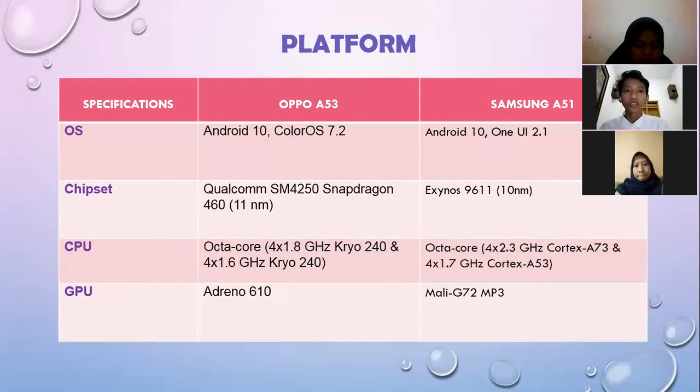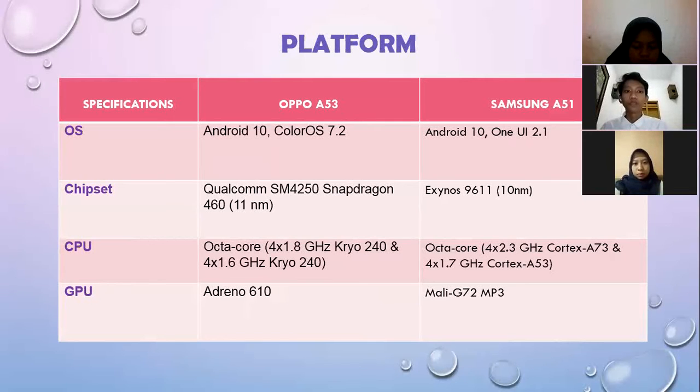Next is platform. Number 1, OS. Oppo uses Android 10, ColorOS 7.2 and Samsung uses Android 10, One UI 2.1. The OS used by both phones is the same.